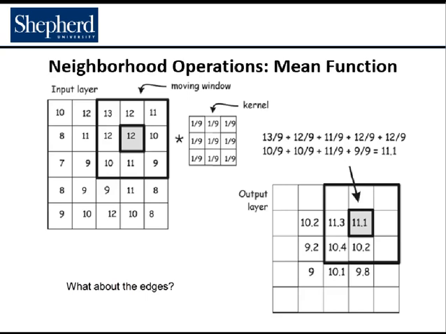The mean value is then stored in an output data layer in the location corresponding to the center cell of the moving window. The window is then shifted to the right and the process repeated. When the end of a row is reached, the window is returned to the leftmost columns, shifted down 1 row, and the process repeated until all rows have been included.